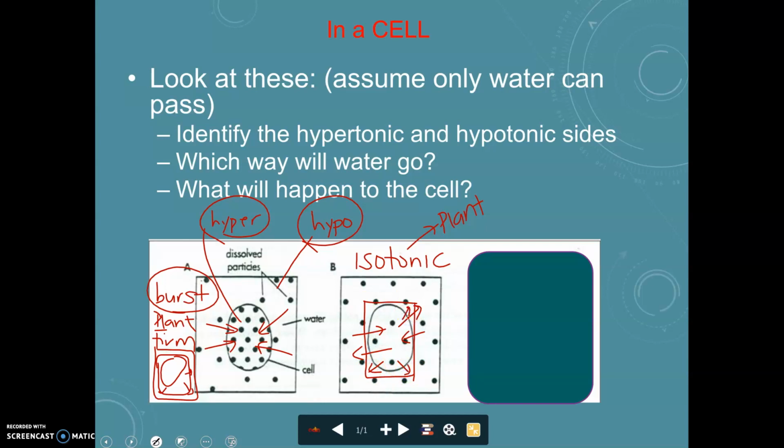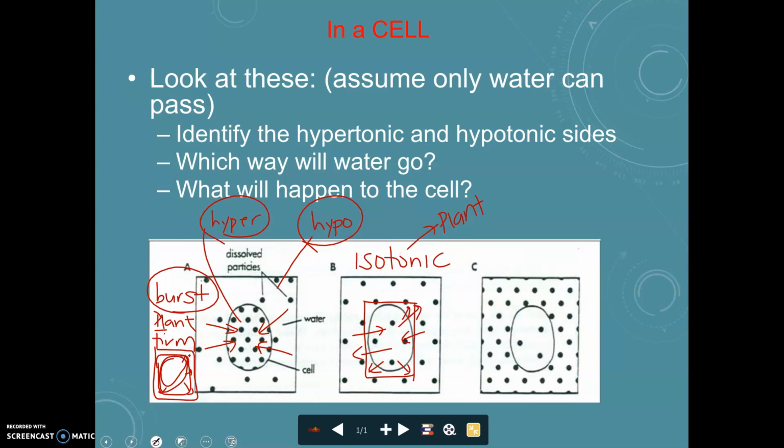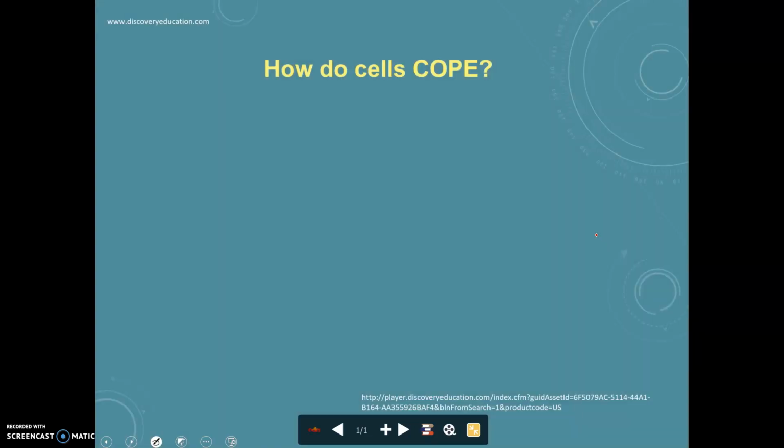Excuse me, like it does here, where the vacuole creates pressure, and so the plant will actually look wilted. And now in our last one, we have more solute outside. So outside is hyper, inside is hypo. This cell will shrivel up, and that would be a plant or an animal cell, both. They would shrivel up because the water would leave. It would go towards the hypertonic side.